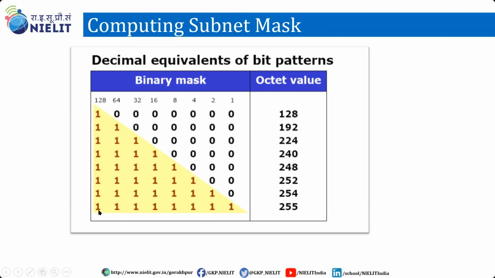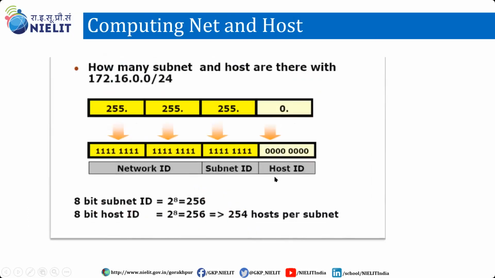So you can easily calculate the decimal equivalent of a binary number by adding the column values. For example, here all values are 1111 1111. It should be 255, if you add all these numbers, 128 plus 64 plus 32 and so on, it will be 255. Similarly, if you add these numbers, you will get 254. So this is the shortcut method to immediately calculate the decimal equivalent.